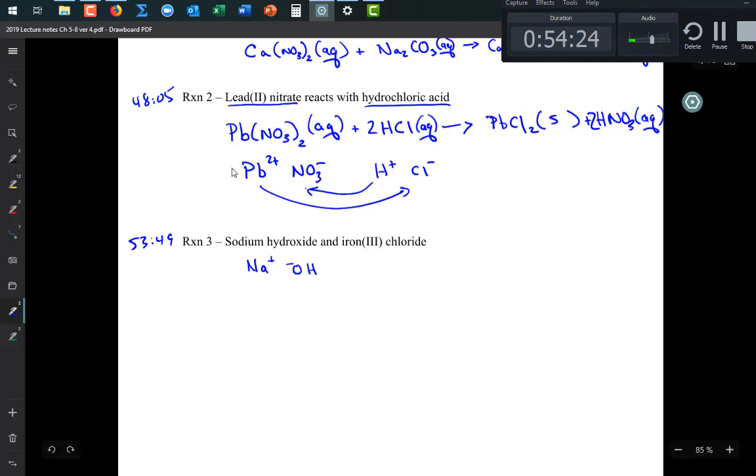And then iron is Fe 3 plus, right? And chloride is Cl minus. I tried to reuse a lot of the ions in here so there wouldn't be a lot of questions about that.